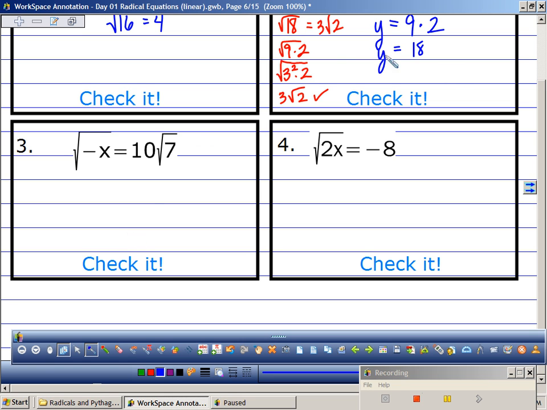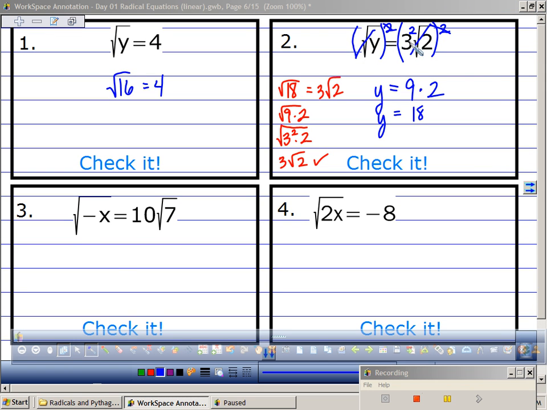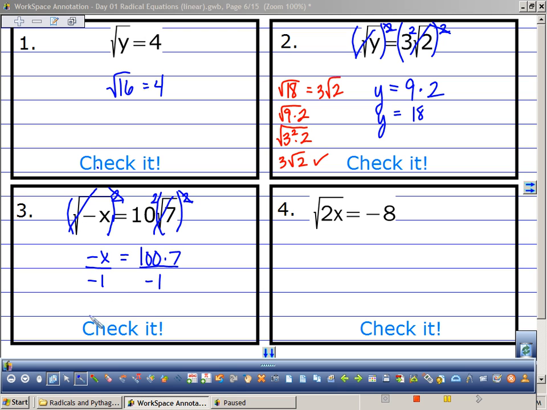And that's where I went too far. Well, what did we do in the last one? How did I solve this? I squared both sides, right? What's the inverse of a square root? A square. Actually, let's just square. In order for it to be equal, I have to square everything, correct? So I'm going to square this, this, and this. These cancel out. And what am I left with? Negative x equals 7, divide by negative, and what do I get? Negative 700.